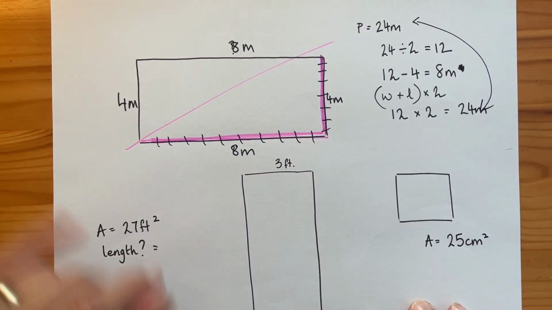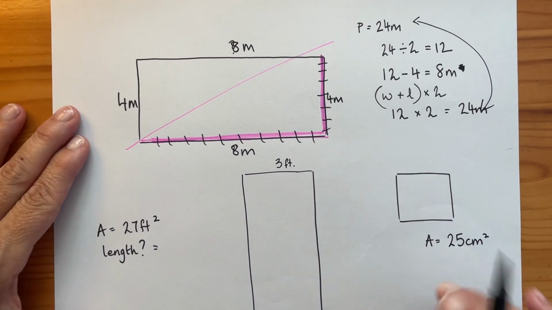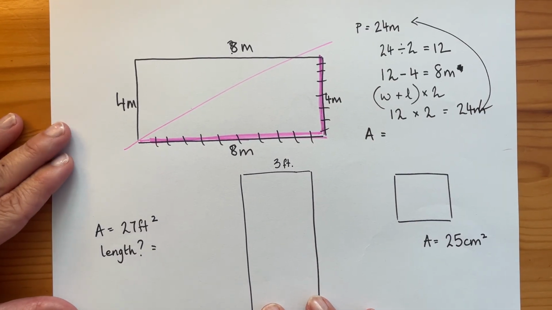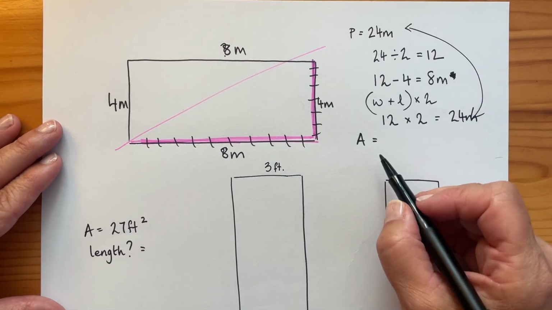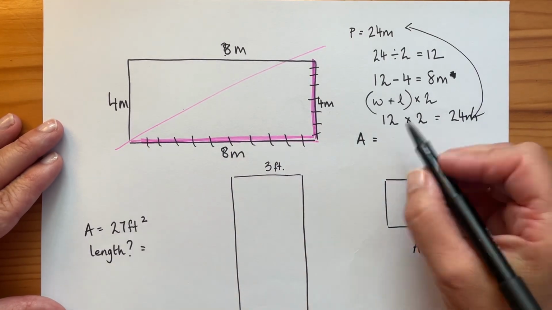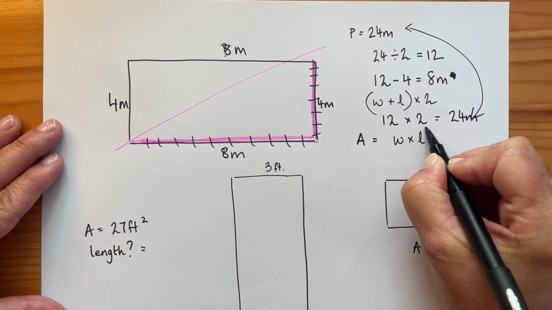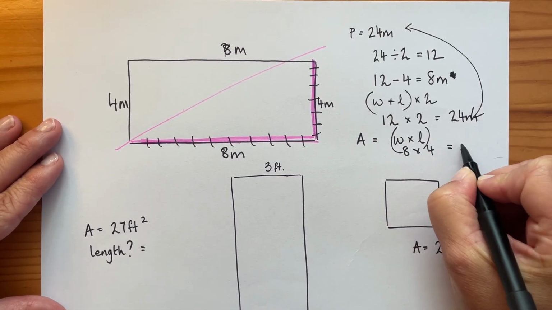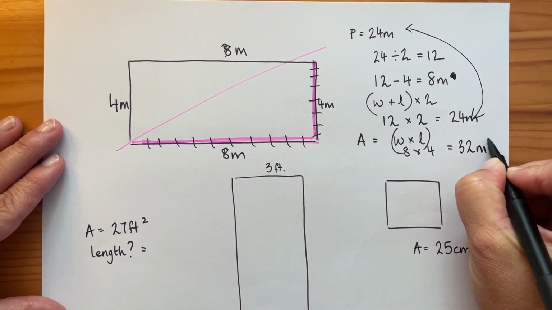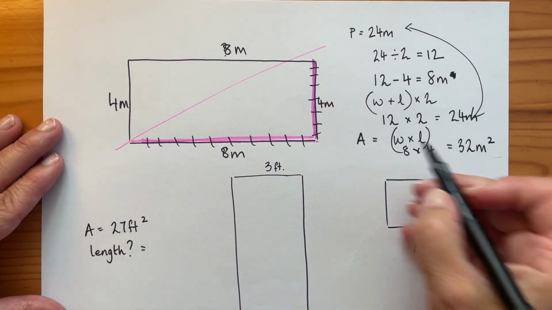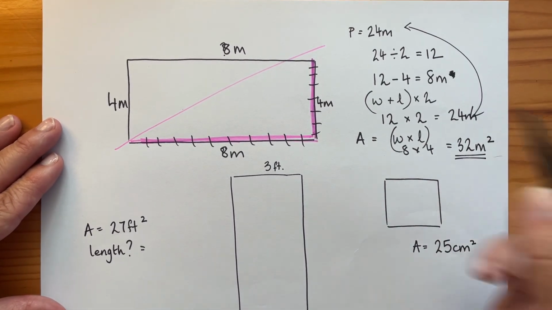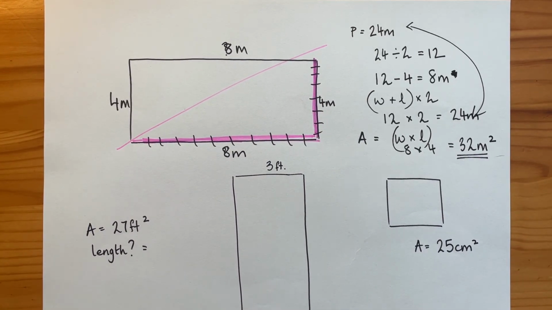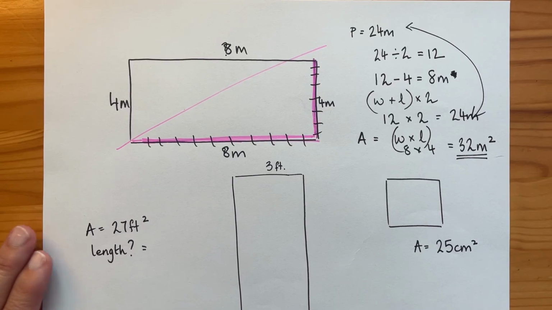And what's cool about this is that if they also say to you, well, what is the area of this shape? And they might do that because sometimes they have lots of different steps. Then you have all the information you need. It would be width times length, which would be 8 times 4 is 32 meters squared. So here you found the length, and you've solved the entire problem. So sometimes these problems can have lots of different components to them.